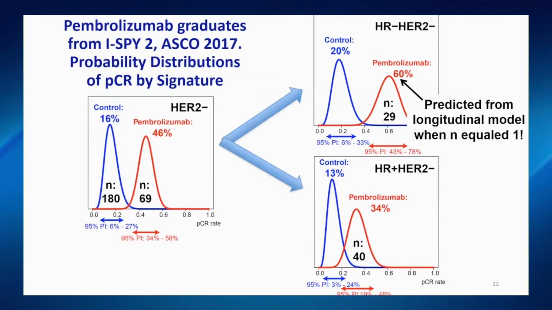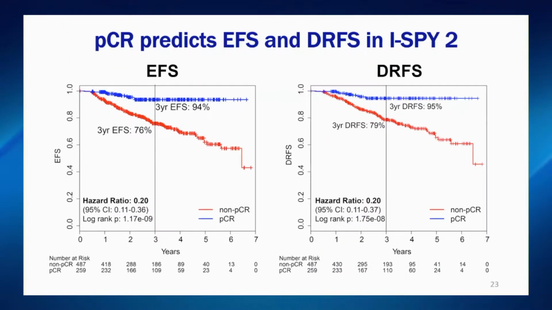And one of the issues that is critical is, what does PCR mean? And this is our overall data on EFS, and you see that EFS and distant recurrence-free survival is really highly predictive. The hazard ratios in both cases are 0.2, so 80% reduction in the hazard of recurrence.